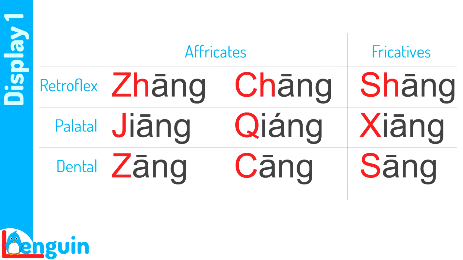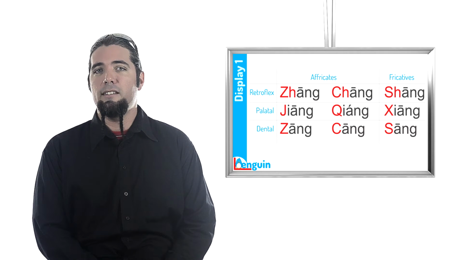Now let's move on to the second new consonant, the fricative spelled with an X.